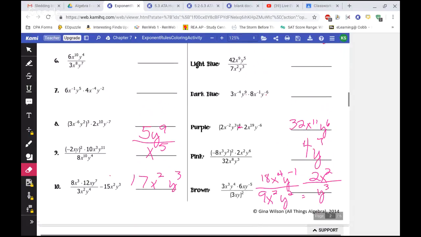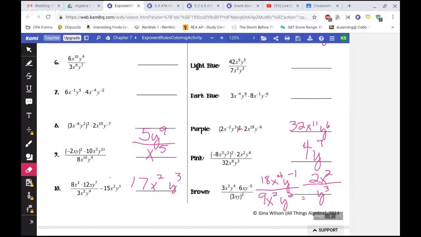Okay, so Mary Faith, on the light blue, what's 42 divided by 7? 6. Okay, good job. 6. Okay, so I have the like bases, and that's in a quotient, and the quotient property tells us we do what with the exponents? Add. No. Not with the quotient property. When one is on the top and I'm sorry? Subtract. Yes, ma'am. Good job.